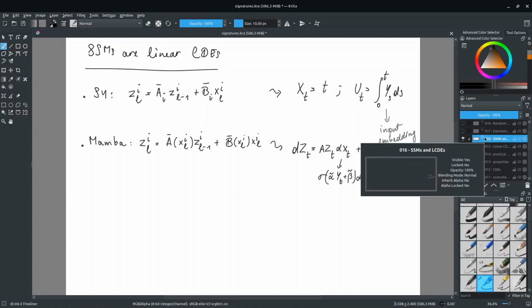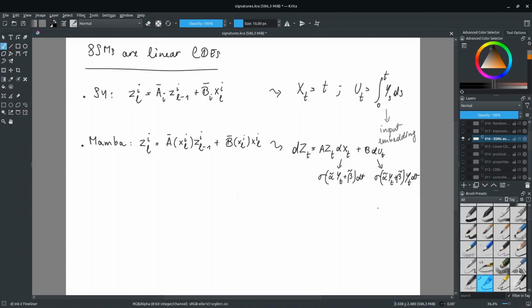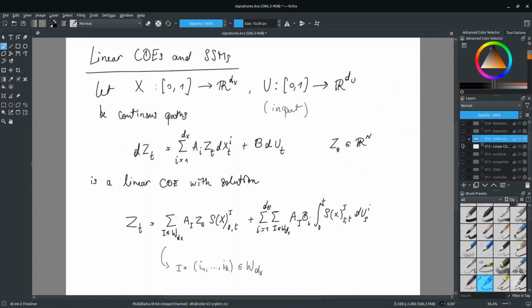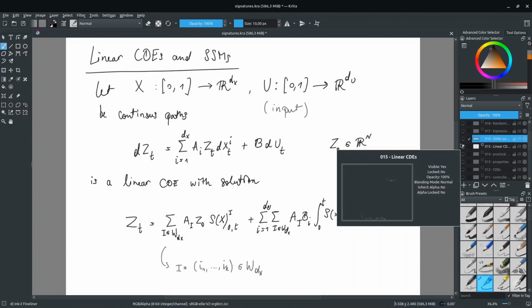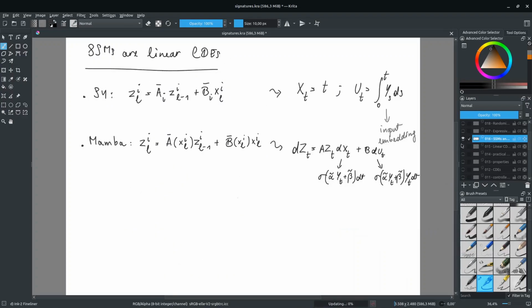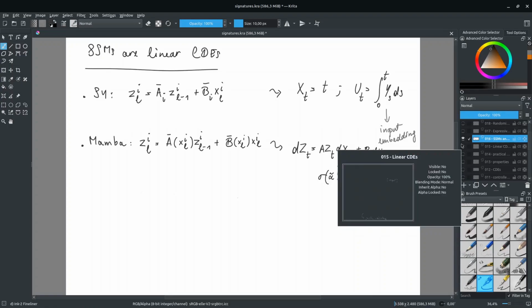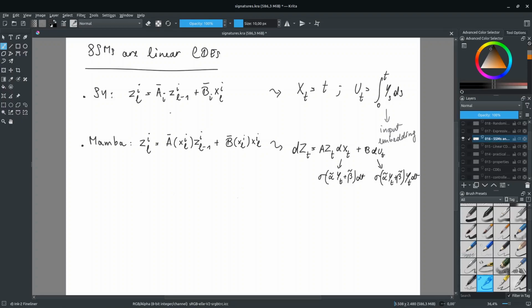Okay, so the paper goes on then to show that popular state space models like S4 and Mamba fit in that framework. So we can choose X and U appropriately to model S4. For example, for S4, remember the discretized equation: Z_L is simply A times Z_{L-1} plus B times X_L, again over each channel.